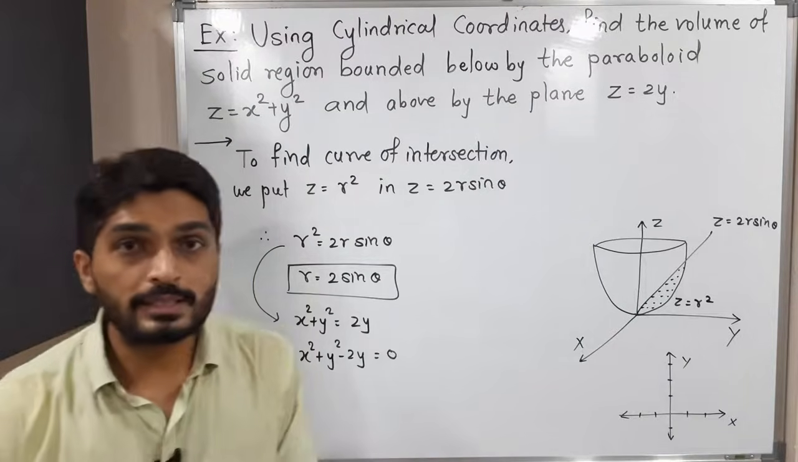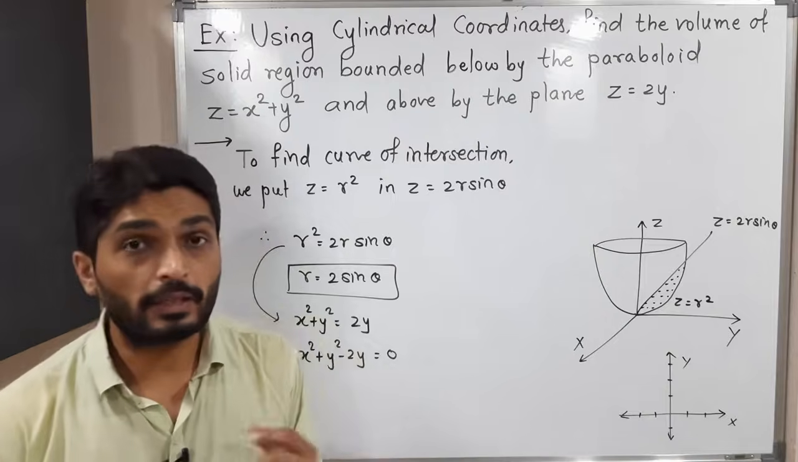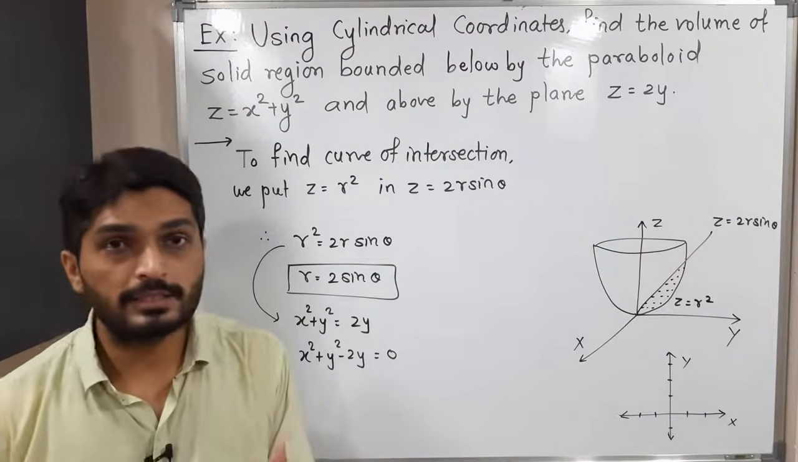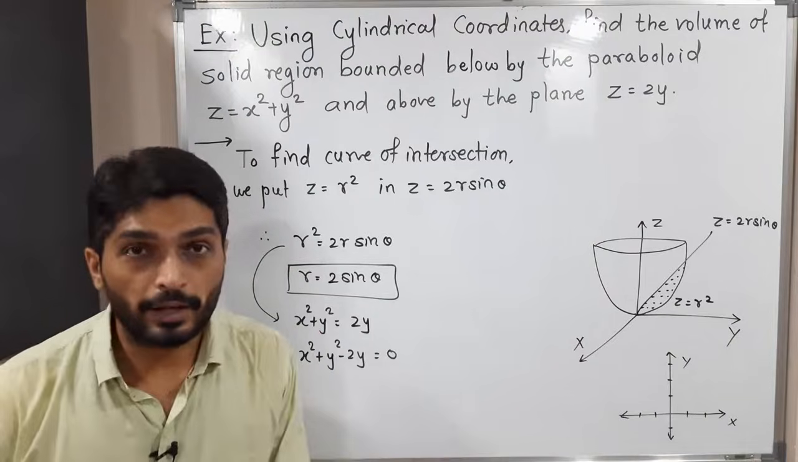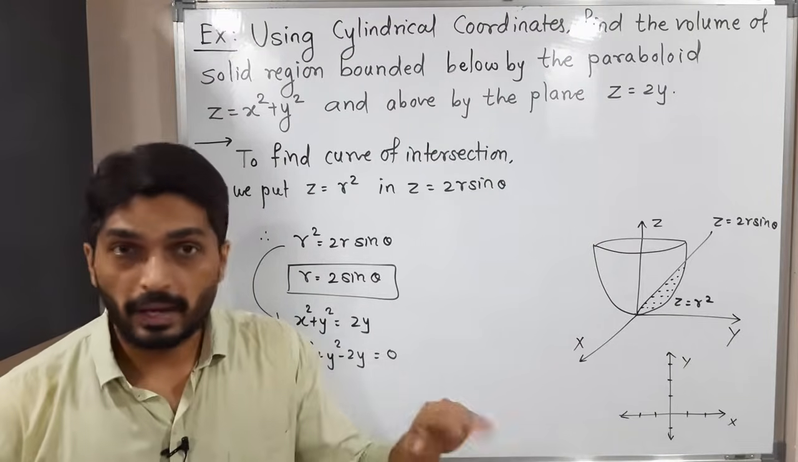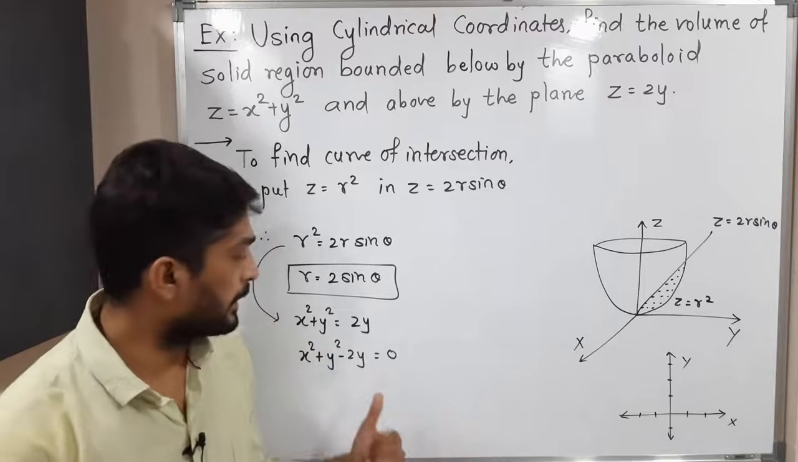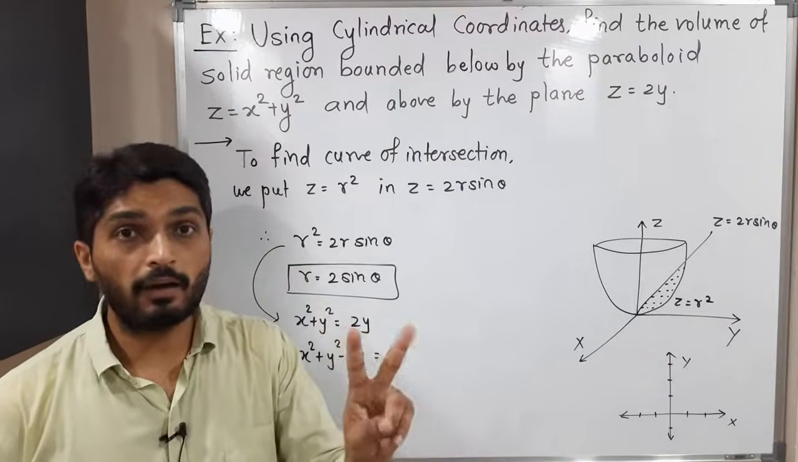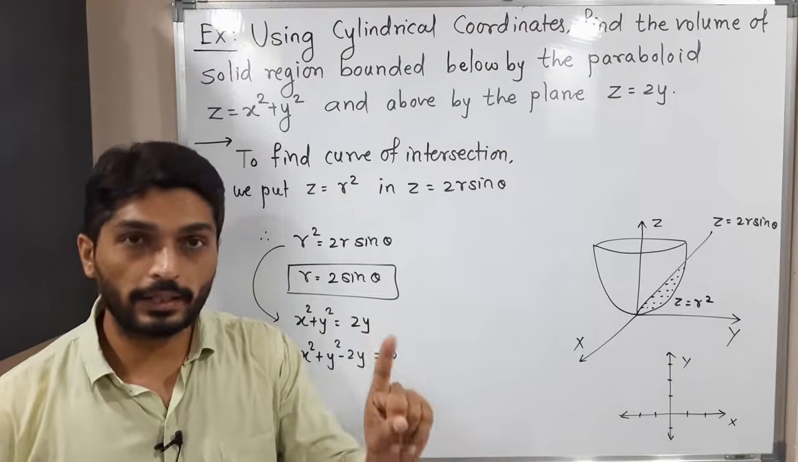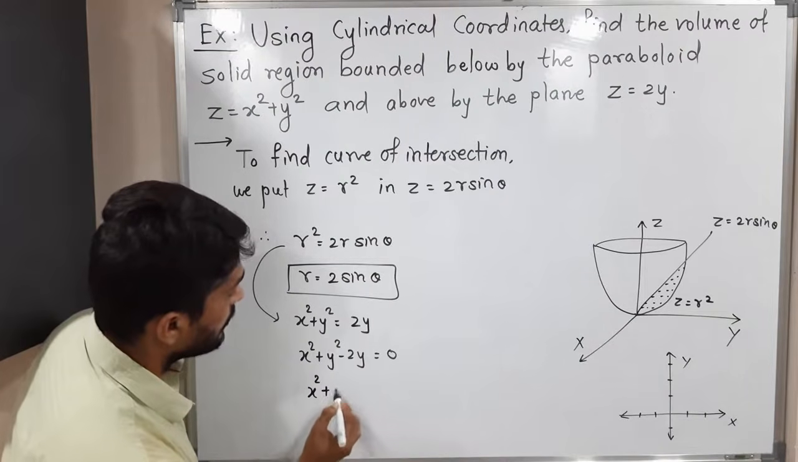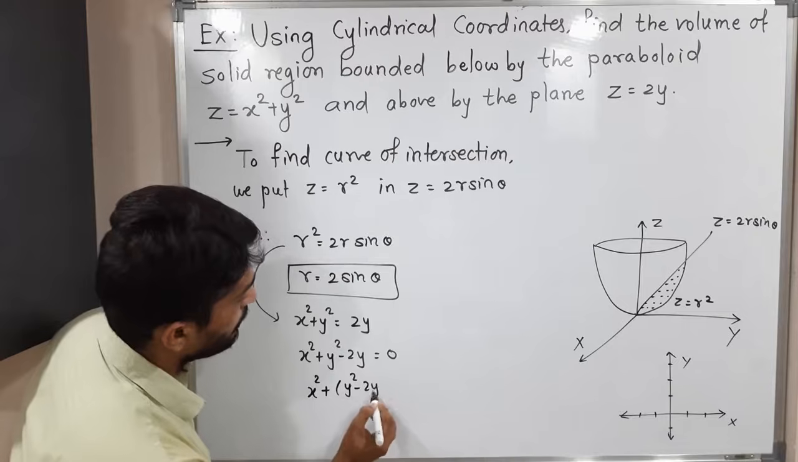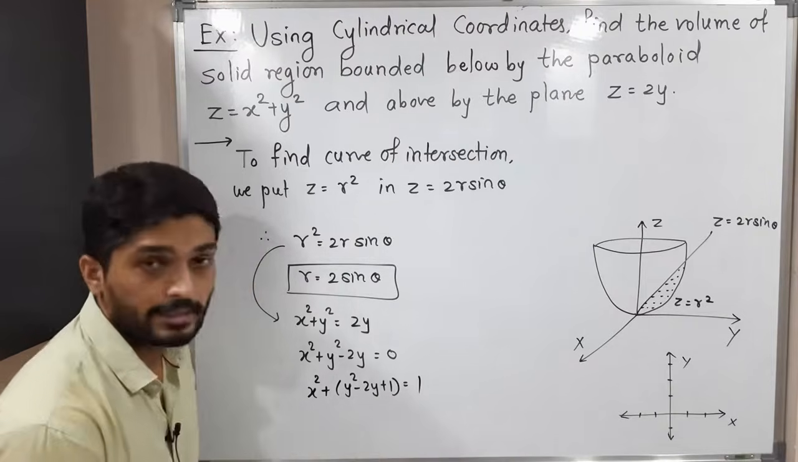We are trying to adjust the bracket square. For that I will add 1 on both sides. Since I will tell you one simple technique: whatever the multiple of y, you have to divide by 2 and take its square. Multiple of y is 2. Take its half, 1, and take its square, 1 again. So that's why I'm adding 1 on both sides. So x square plus y square minus 2y plus 1, adding 1 on this side and that side also.